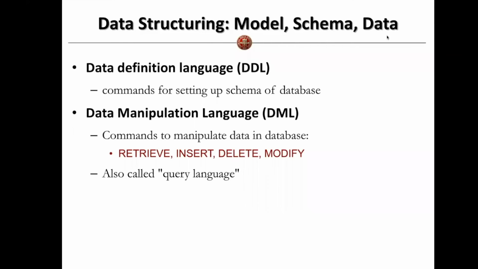So for the DBMS, we need to have some language to handle it, especially to handle the schema and the data. Generally, to set up a schema or to change schemas, we need to have some language. It's called DDL, or data definition language. It covers all the commands required to set up a schema for database systems. It also allows us to change the schema as well. Meanwhile, to handle the data we have, we need to have another language. It's called DML, or data manipulation language. It covers all the commands to manipulate data we have in the DBMS.